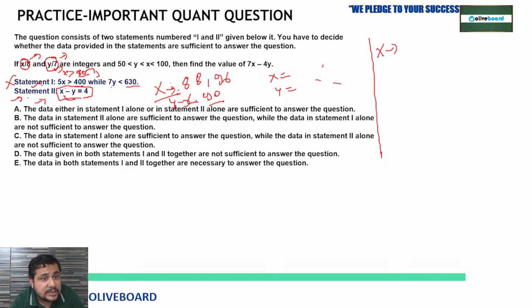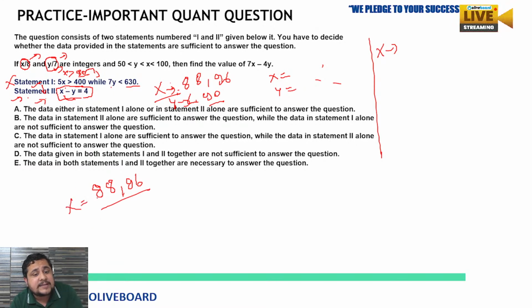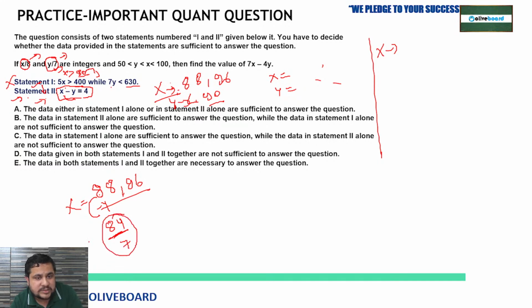But if you merge statements 1 and 2, from statement 1 you know there are two possible values of x, 88 and 96. Now, x minus y is 4. If x is 88, 88 minus 4 gives 84, which is also a multiple of 7, so it is a possible value. Now if x is 96, 96 minus 4 is 92, and 92 is not a multiple of 7, so this is not possible. So you can easily get by elimination 88 and 84.